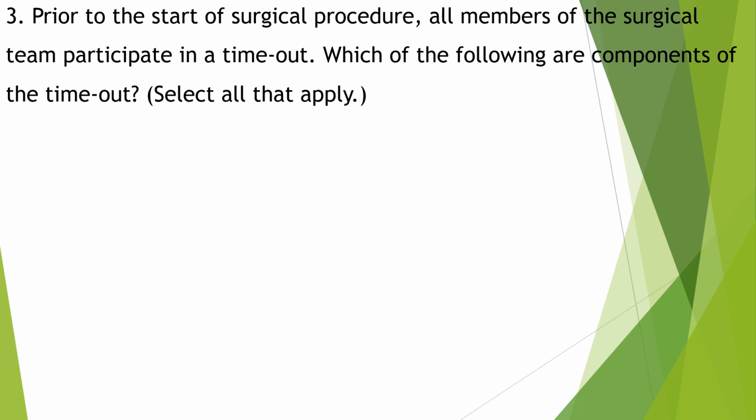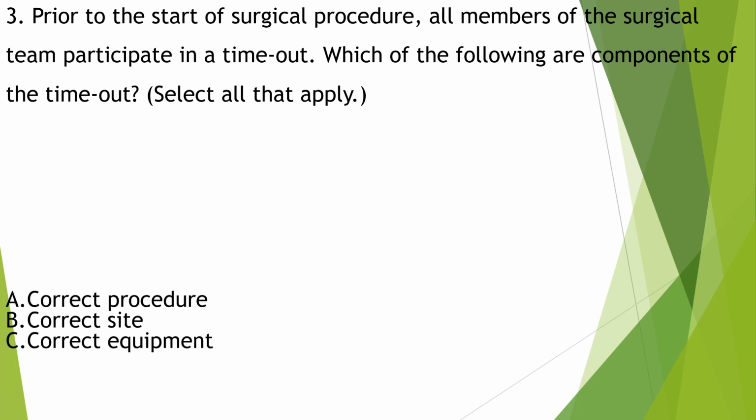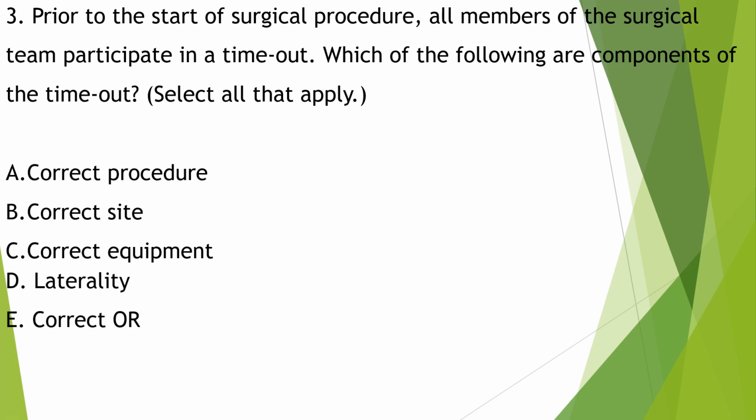Next, at the start of the surgical procedure, all members of the surgical team participate in a timeout. Which of the following are components of the timeout? Select all that apply. Correct procedure, correct site, correct equipment, laterality, and correct operating room. So here you need to know about timeout. Timeout is also known as surgical pause. It is done prior to the start of the procedure to verify the correct patient, correct procedure, correct surgeon, correct position, correct equipment, and correct imaging studies if we are doing radiography.